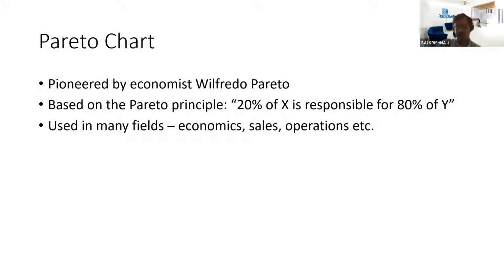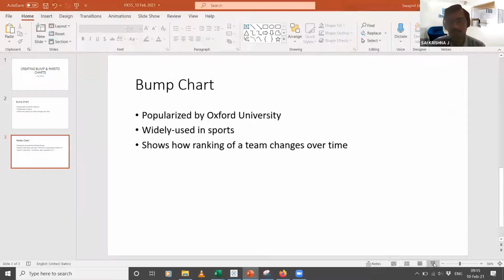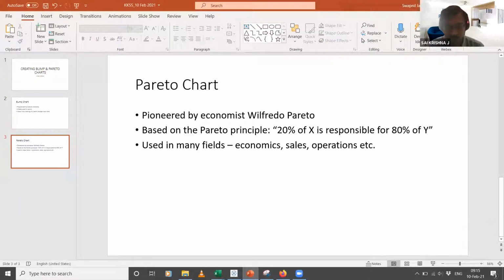Like I said, it's used in many fields: economics, sales, operations, etc. In operations, one typical example would be, let's say you have a set of machines running in your factory. When you have an assembly line, it's natural that you could have defective products. So in an operations scenario, this could translate to 20% of the machines or 20% of the laborers contributing to 80% of the defective products. So this 20-80 rule, we can apply in many fields. Now let's see how to create the Pareto chart in Tableau.